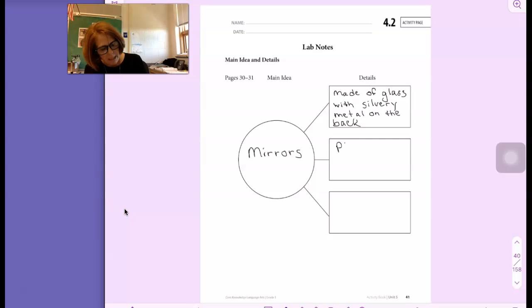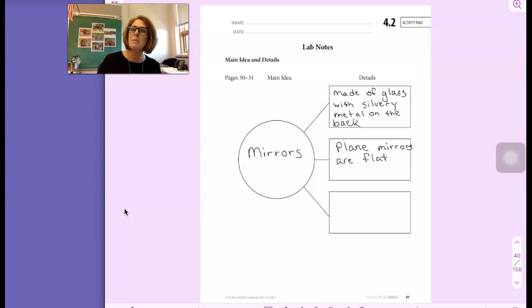They talked about plane mirrors, not plain as in very boring and nothing going on, but plane as in flat. It's like a shape. So plane mirrors are flat. And plane mirrors are the type that we have in our house that we look at ourselves in all the time.